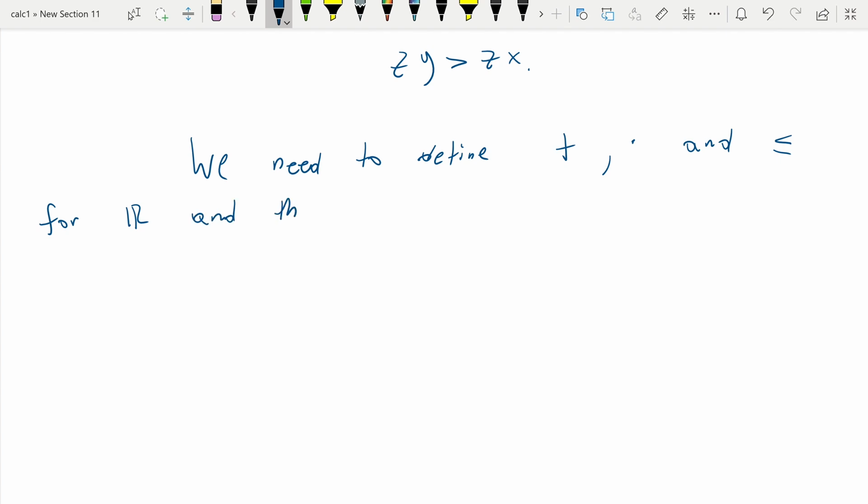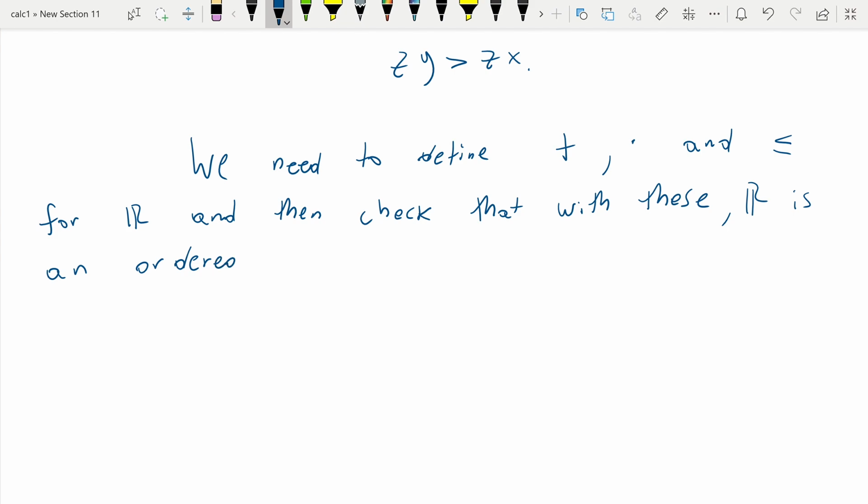And then check that with these, R is an ordered field.